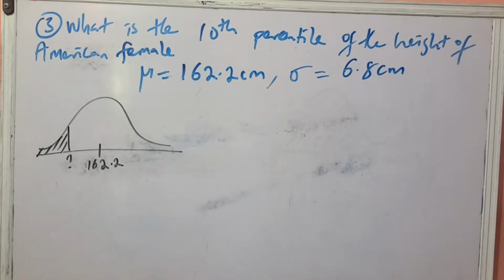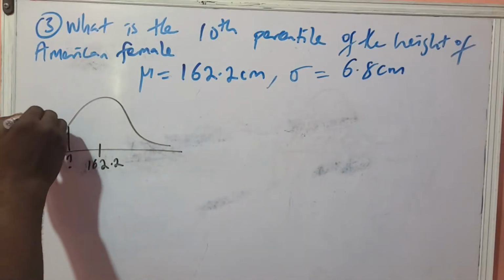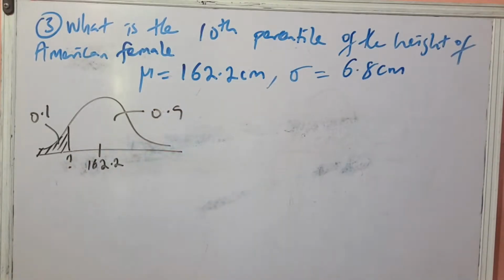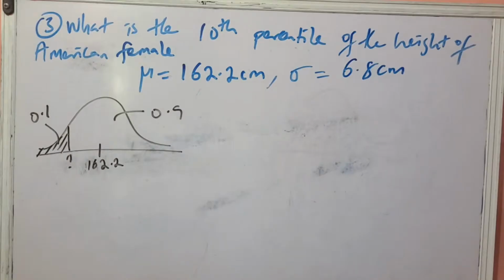So what do I have to do here? Of course, this is going to be an area of 10%. That will be 0.1. This right here will be 0.9. That means 90% of people had higher than that score or that score. That's the meaning of that. All right. Good. Now that you know that, what do you have to do next?